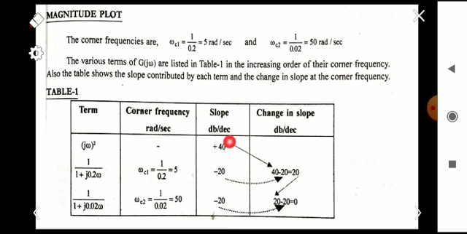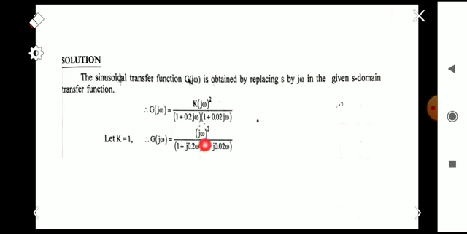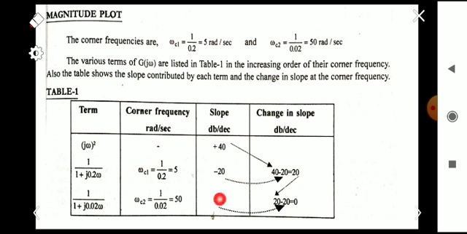As we know, the (j omega) squared term is in the numerator and its power is 2, so the slope will be plus 40. Okay, and for the 2 terms the j omega term is in the denominator, so the slope will be minus 20 and minus 20. The concept is that if the j omega term is in the numerator, the slope will be plus 20. If (j omega) squared is in the numerator, it will be plus 40. If (j omega) cubed is in the numerator, it will become plus 60. Likewise we can write the slope, and after that we have to write the change in slope.